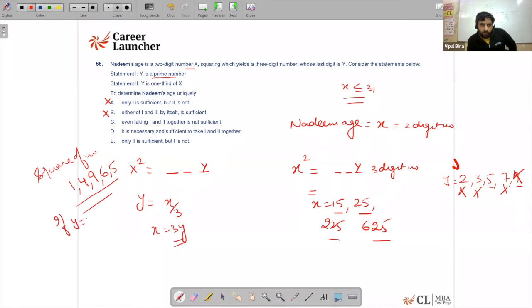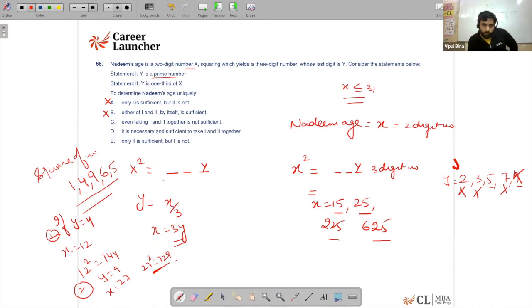If y is 4, in that case, x will become 12 and 12 squared is 144. So that's one of the possibilities. This is the first case. Second case, if y is 9, x will become 27, and then 27 squared is 729, which is again a possibility.